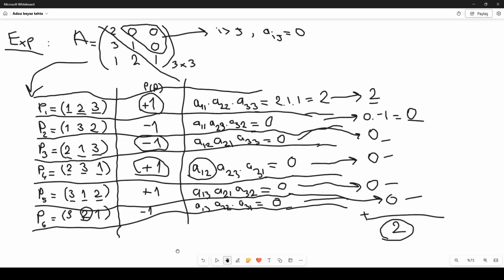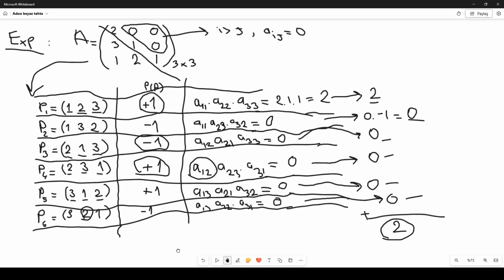What we need to do is just multiply all the elements that lie only on the main diagonal. And in this case, we have 2, 1, and 1 on the main diagonal. So multiplying these elements would be sufficient for us to compute the determinant if we are given a lower triangular matrix. That's a very important and key observation that we should make.